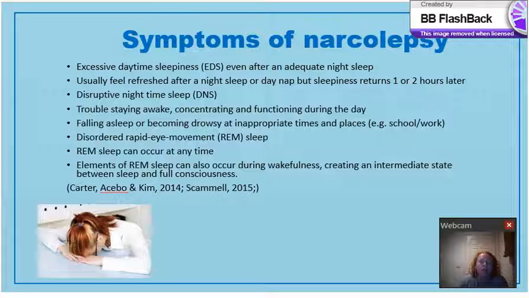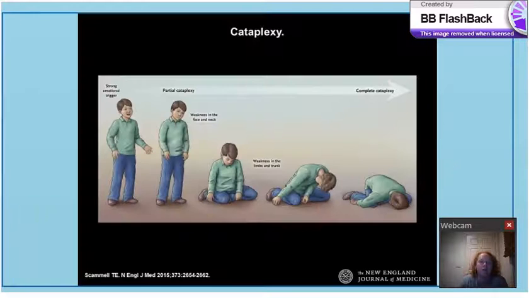They may fall asleep or become drowsy at inappropriate times and places, including, for example, at school or work. They will experience disordered rapid eye movement sleep, and REM sleep can occur at any time. Elements of REM sleep can also occur during wakefulness, creating an intermediate state between sleep and full consciousness.